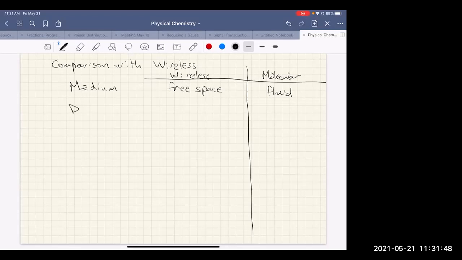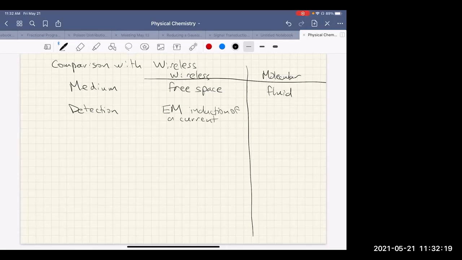We can talk a bit about detection of a signal. So in wireless, we talk about the electromagnetic induction of a current. And that's easily detectable. In other words, an electromagnetic wave that impinges upon an antenna causes a physical reaction, namely a current, to flow in that antenna.